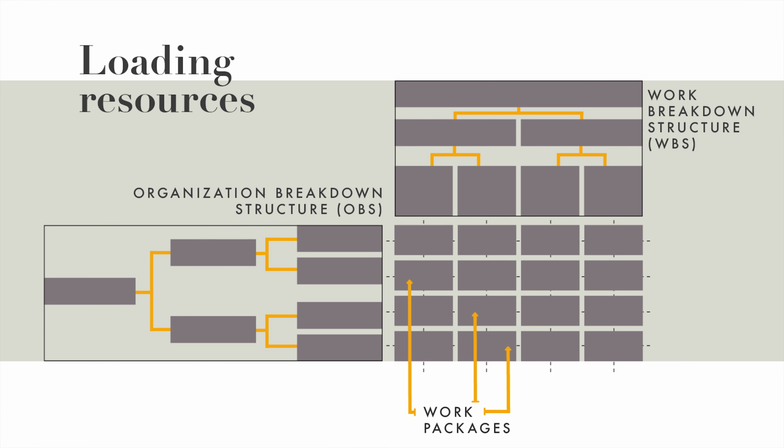Once the right resources are acquired, we need to start loading them into our schedules. So for each work package we have, we need to identify a responsible person and resources in order to accomplish the job. Doing that, we obtain the organizational breakdown structure of our project, which matches the work breakdown structure. Loading resources can essentially be done in three different ways.